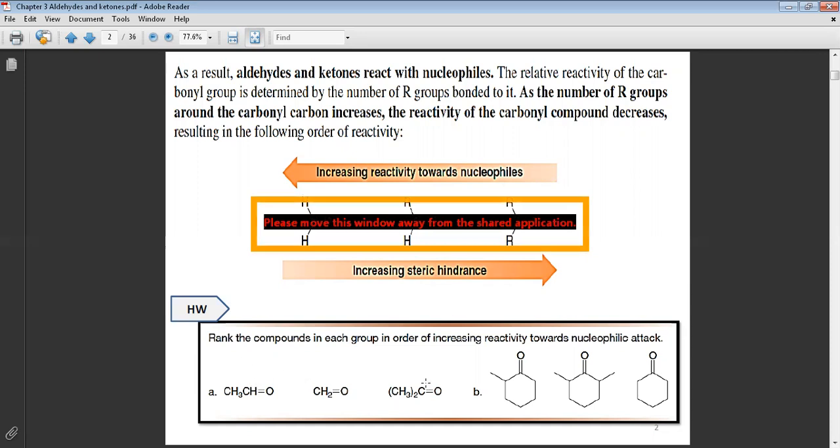Yes, this and this and this. Okay. Also, we have this here. 1, 2, 3. This is the last one, then this is the first one, and then the one in the middle. Okay, exactly. Correct.